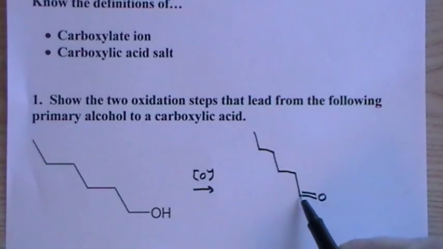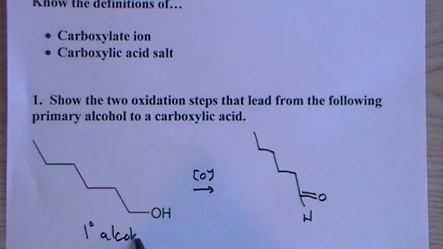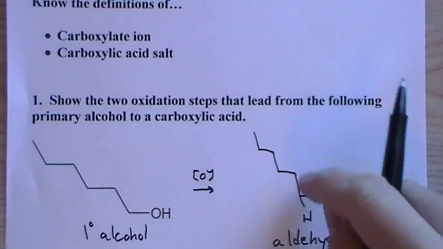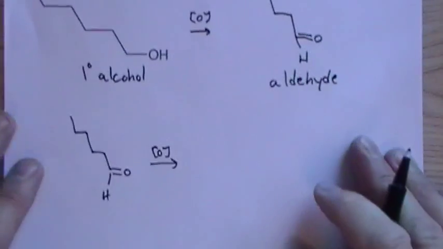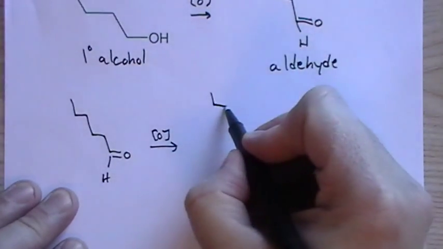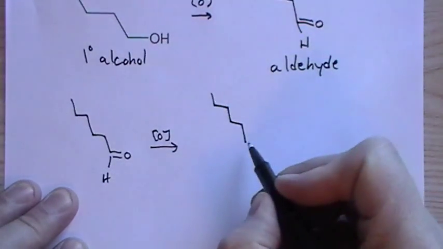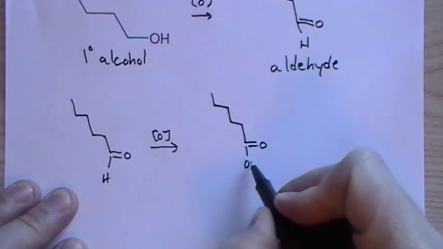And then it becomes an aldehyde. So we have our primary alcohol becomes an aldehyde after the first oxidation. And then that aldehyde oxidizes and becomes a carboxylic acid.